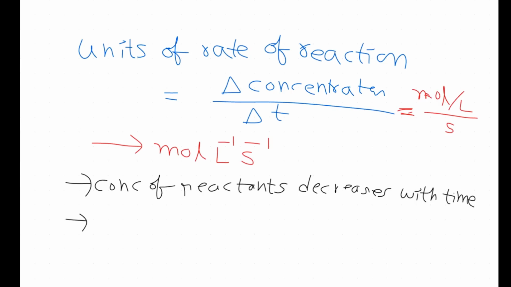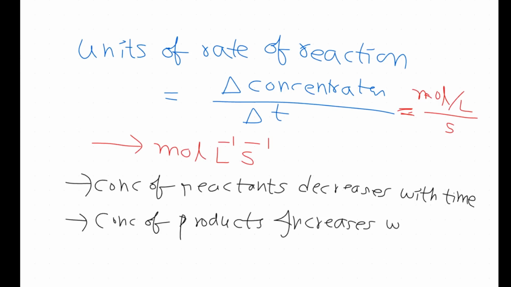Next, concentration of products increases with time. Correct or not? Sensible statements only, no? Reactants concentration will decrease with time. Product concentrations will increase. That means if you take a chamber, like you took 1 liter of milk.